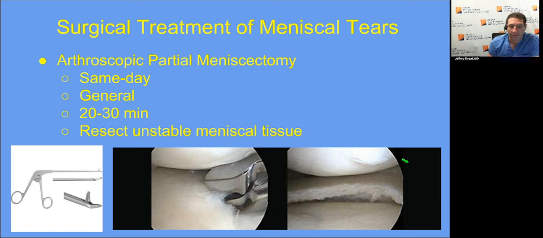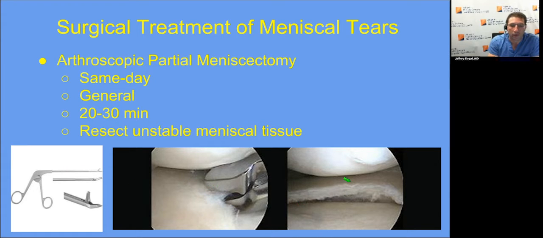And the goal is to resect the unstable meniscal tissue. We're not removing the entire meniscus. An analogy that I find patients can relate to is very equivalent to if you had a split fingernail or a hangnail, you would take a nail clipper, you wouldn't remove your whole nail, but you would trim back to the base of the tear and then smooth the transition back to the normal nail. And that's sort of what's done here. So this is basically a glorified nail clipper.